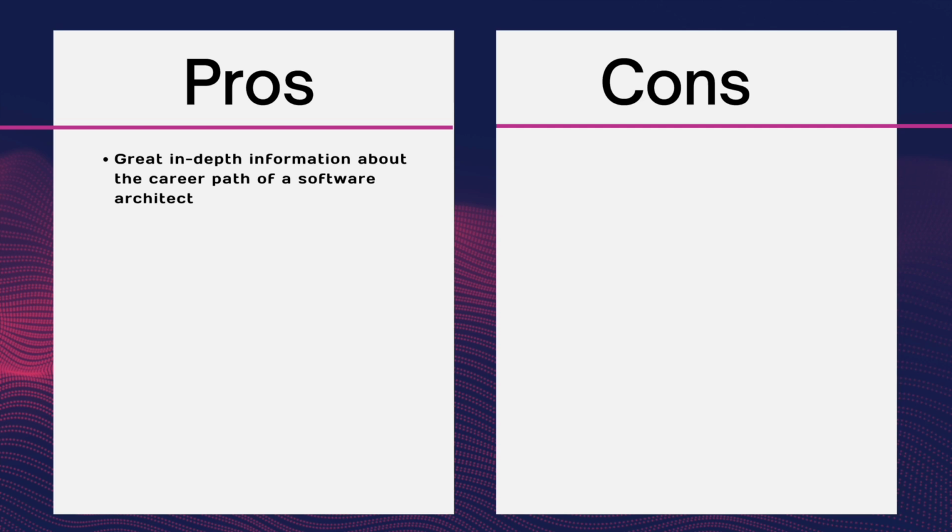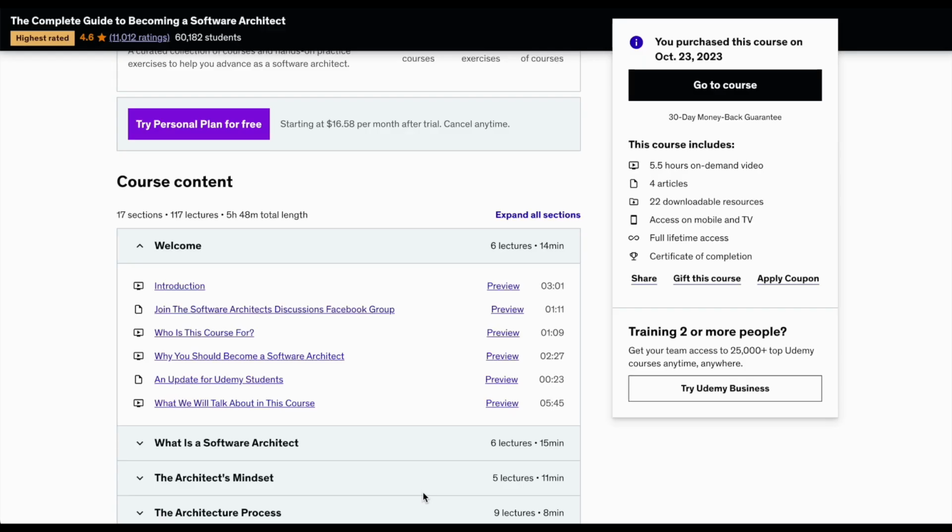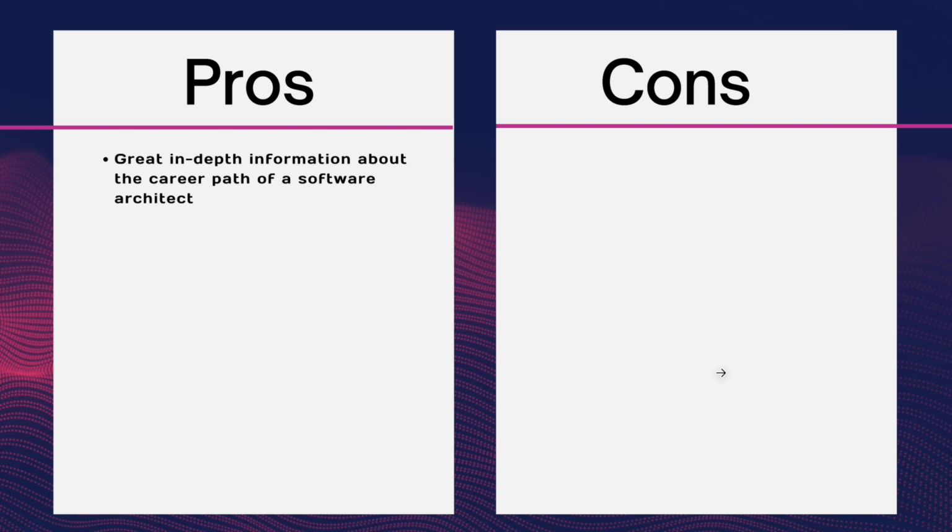So some of the pros and cons of this course: firstly, he really provides a lot of in-depth information about being a software architect and really focusing on the career path. Because he's actually gone through this career path, he really talks about the mindset you should have and why you should ultimately become a software architect.